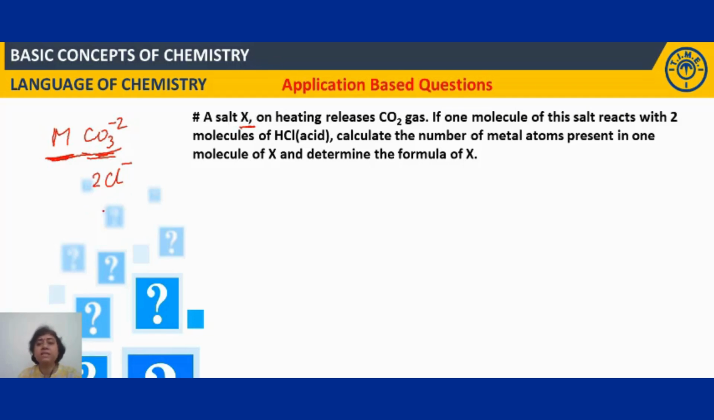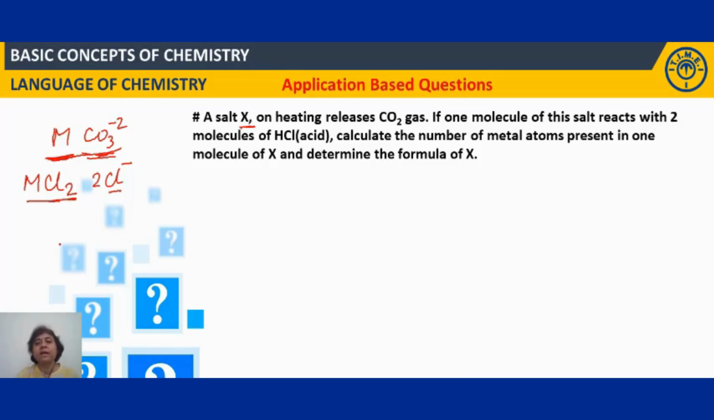But from the next statement we can conclude that when this carbonate salt reacts with hydrochloric acid, a chloride salt is formed. So this chloride salt contains 2 Cl minus radicals. So the formula of the salt is MCl2. Which salt? When X, the salt which contains the carbonate radical, reacts with hydrochloric acid, the chloride salt formed has the formula MCl2, because it contains 2 chloride radicals.